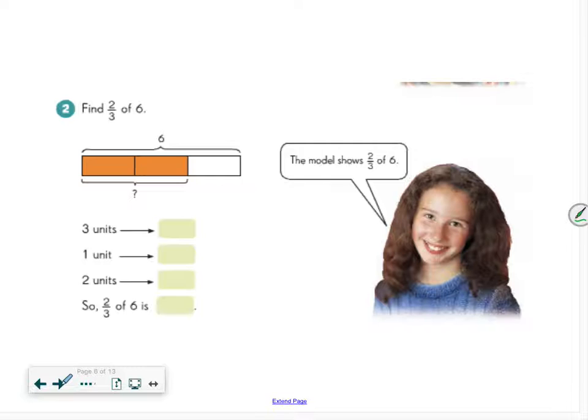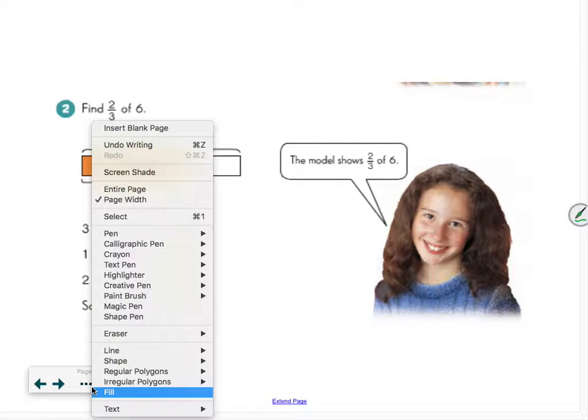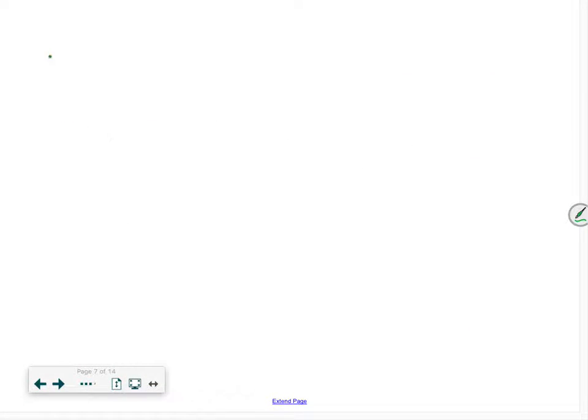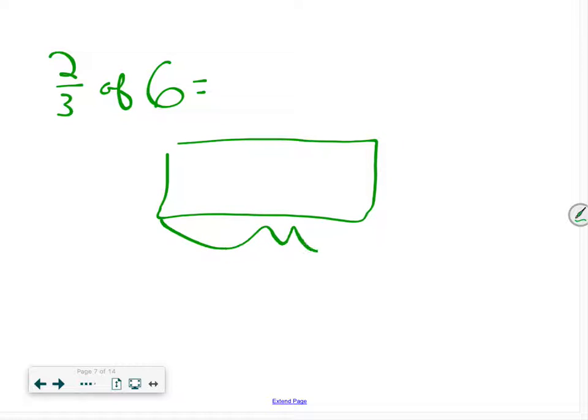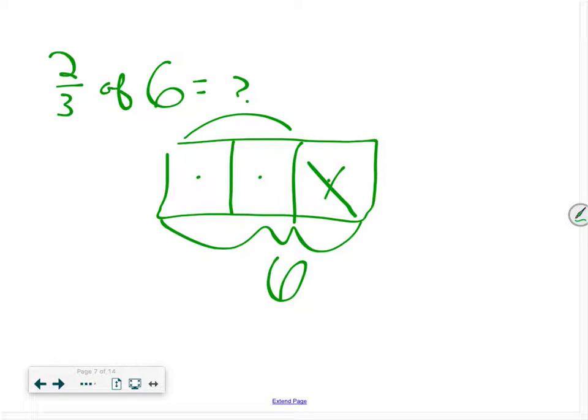So now what I want you guys to do is to stop and draw and try to figure these out. 2/3 of 6. Okay? Well, I've got 6 M&Ms. Not a lot, but I'm putting them into groups of 2. I want to know how many are in 2/3 of those 6. Well, I need to break up 3 groups, and I only care about 2 of them. I don't care about the third.